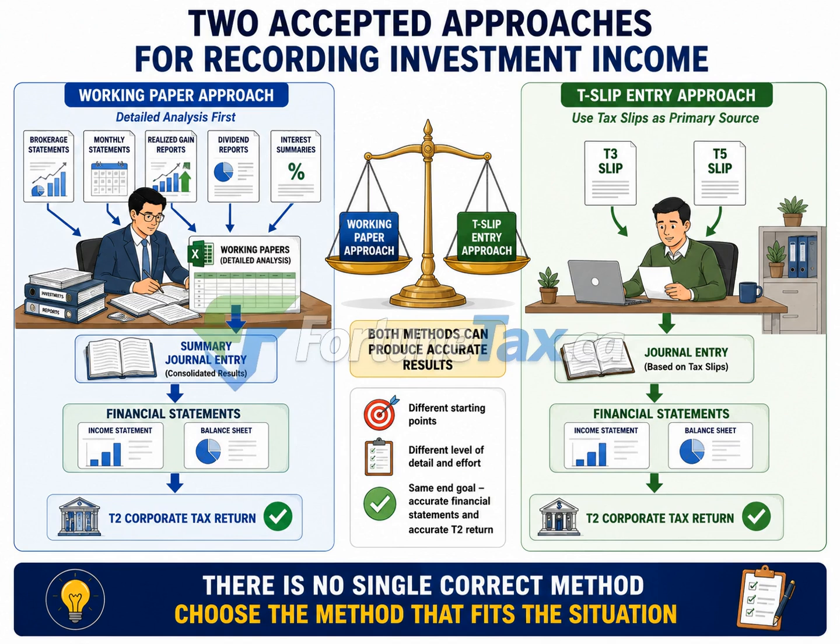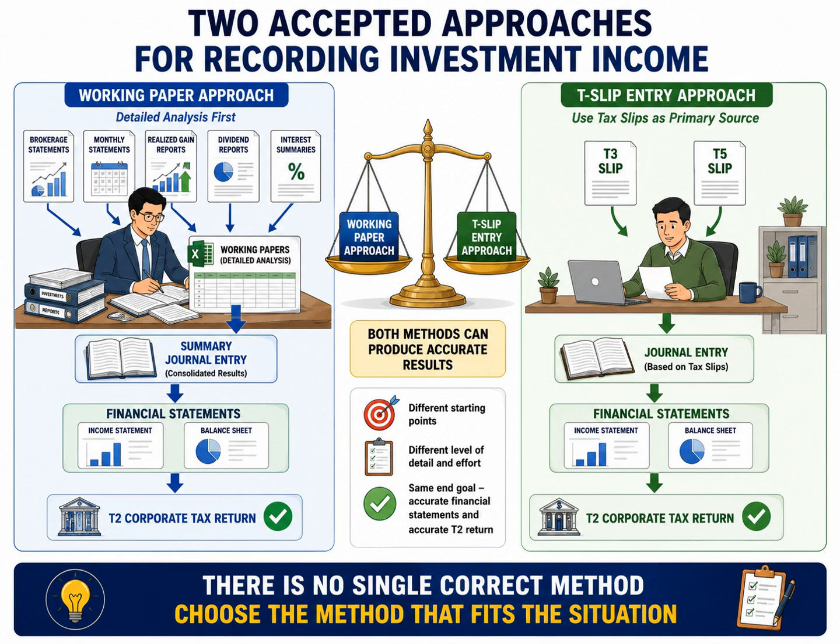Notice the balance scale in the center of the slide. This represents one of the most important lessons in corporate accounting. Neither method is inherently better than the other. Both methods can produce accurate financial statements. Both methods can produce accurate T2 returns. The difference lies in the amount of detail, analysis, time, and effort involved.